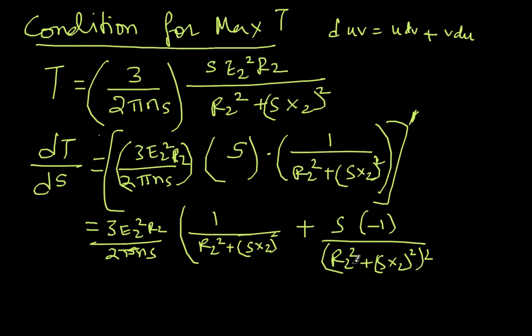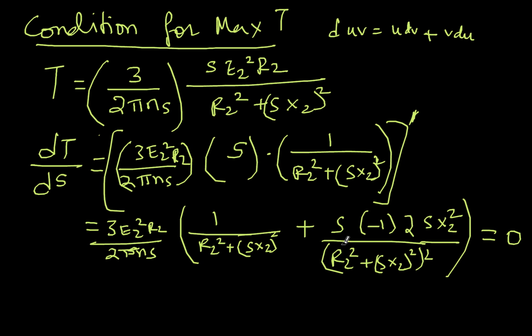This is 1, and then because in the denominator R2 square is a constant, its differentiation is 0. I have to differentiate this Sx2 square. Effectively it is x2 square into s square, so the differentiation of that will be 2sx2 square. So I got something like this. Now this should be equal to 0.